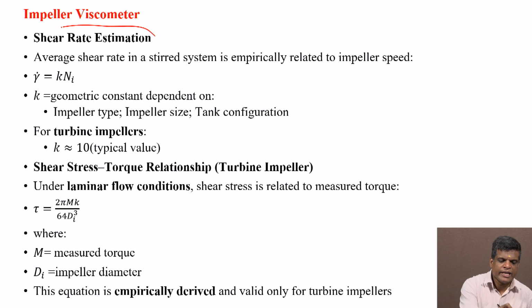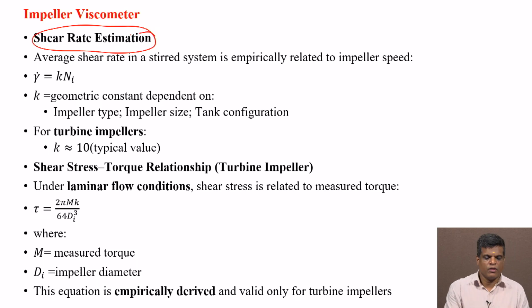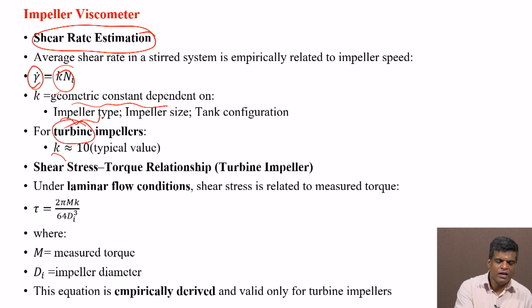So, what is the shear rate estimation here? The shear rate equals K times Ni, which is empirical. K is called the geometric constant, and it depends on the impeller used. Based on what type of impeller you are using, it will change. For example, if you use a turbine impeller, the K value is 10, but if you change to another impeller, the K value varies. The impeller size and the tank configuration also matter.